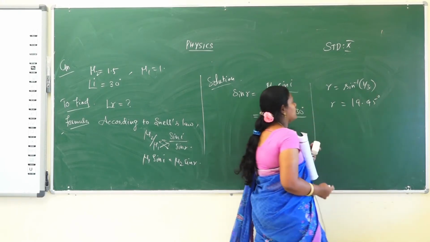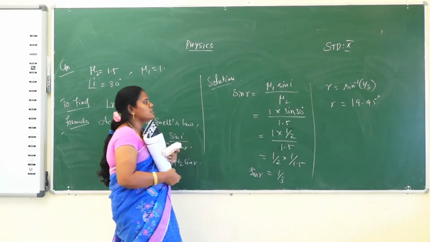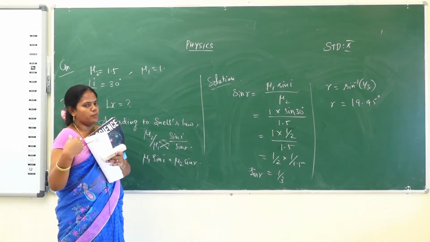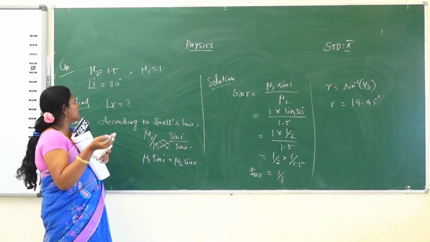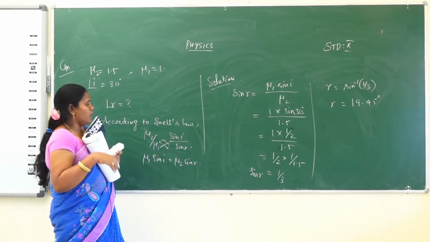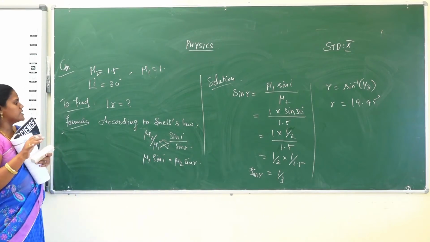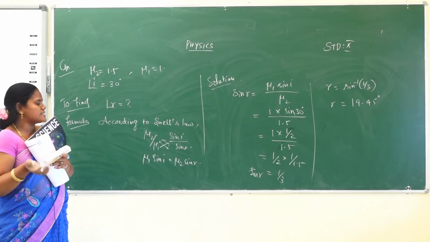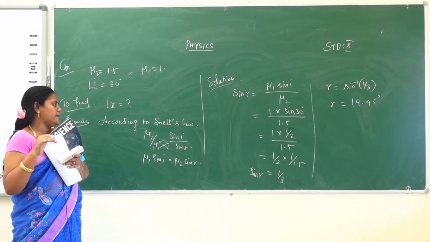So refraction takes place at an angle of 19.45 degrees when light passes from one medium to another. The angle of incidence is 30 degrees, and the angle of refraction is 19.45. How did we solve this problem? By using Snell's law. What is Snell's law? That is mu2 by mu1 is equal to sin i by sin r.